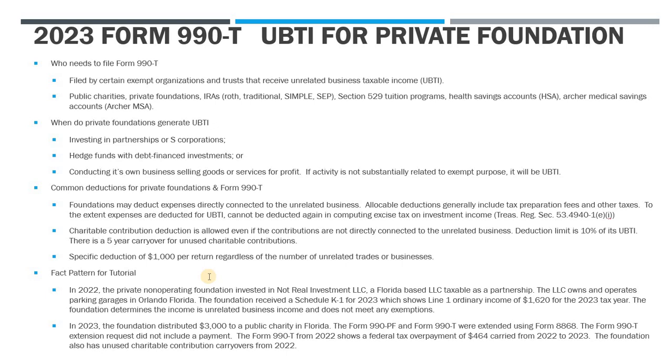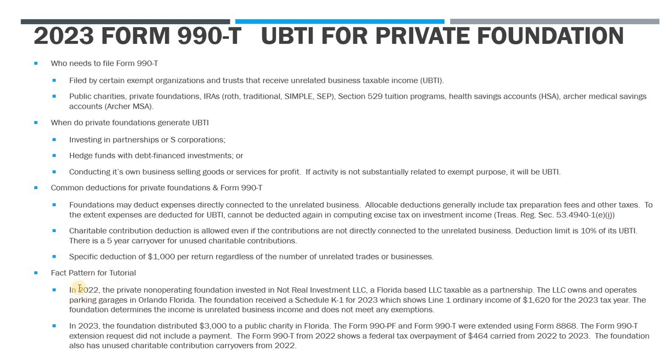And then lastly, there is that $1,000 specific deduction. So it's analogous to a standard deduction or an exemption that you might see on a trust, right? You can deduct $1,000 against your overall UBTI. All right, so let's have a look at the fact pattern, and then we'll look at the return and then some of those work papers.